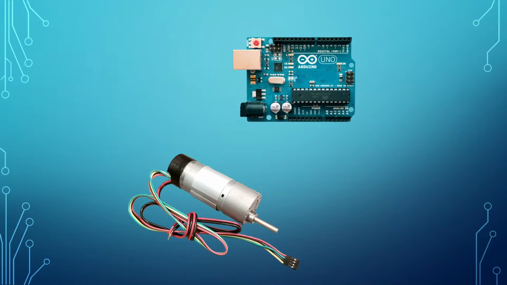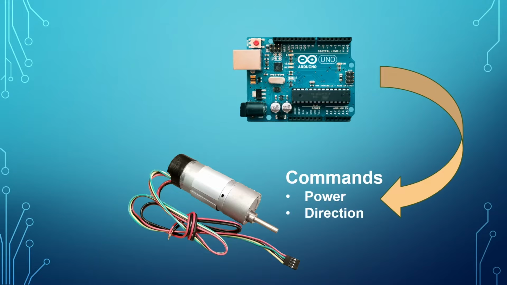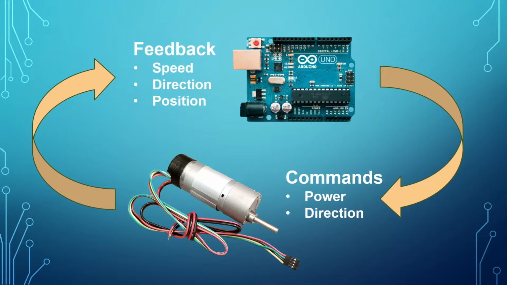Here is a good input and output example. If we wanted to control this motor, we could send outputs from the Arduino to control the power and direction. And we could use the motor's encoders as inputs to calculate the current speed, direction, and position of the motor.